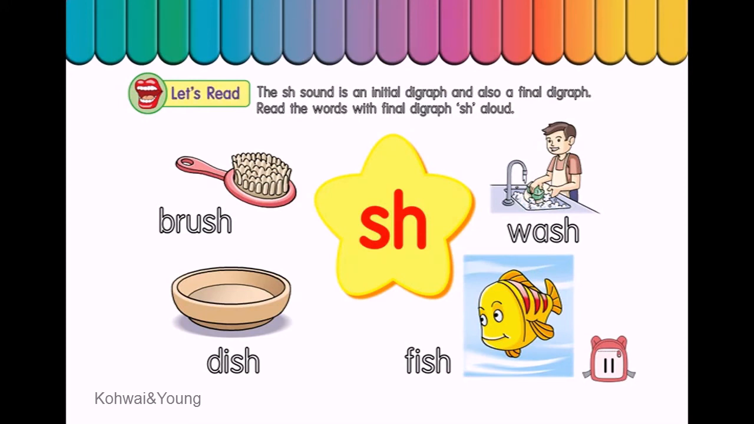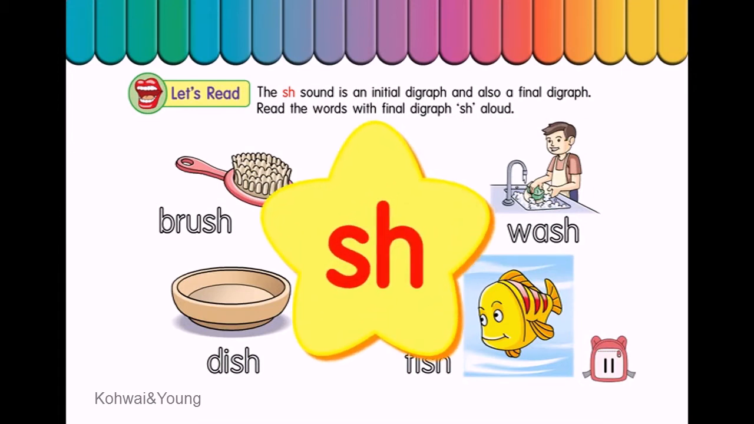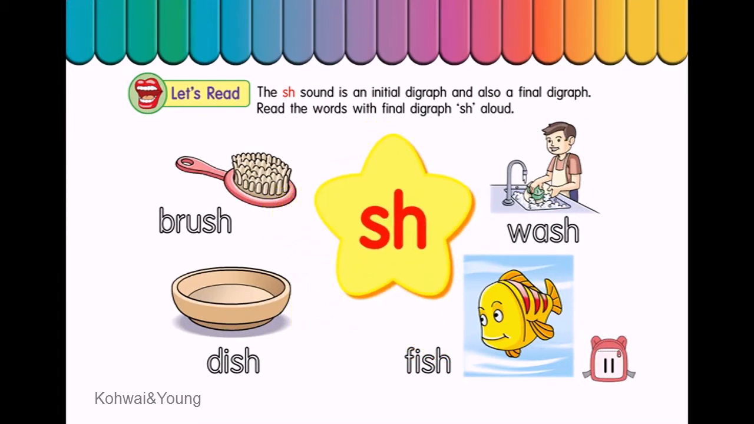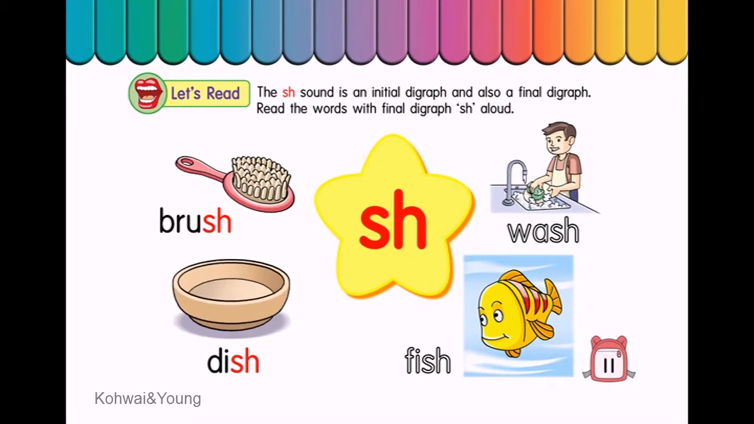Let's read. The sh sound is an initial digraph and also a final digraph. Read the words with final digraph sh aloud. Sh, brush, dish, wash, fish.